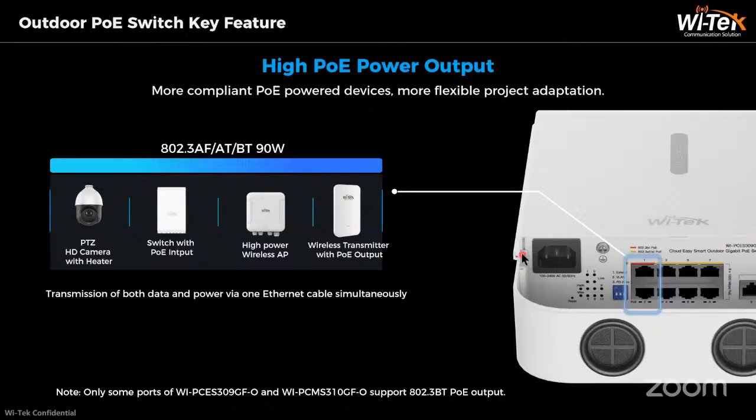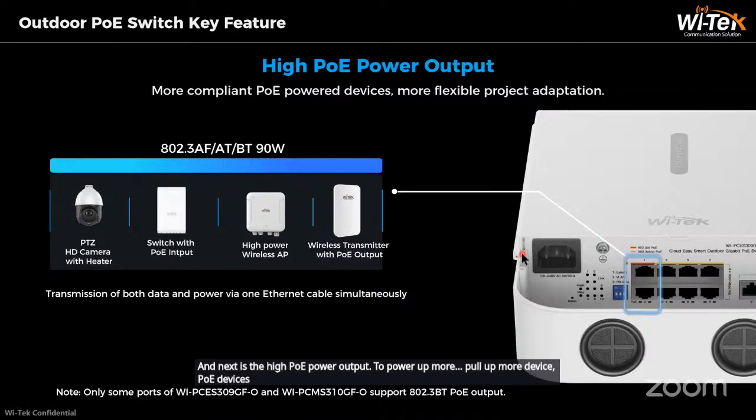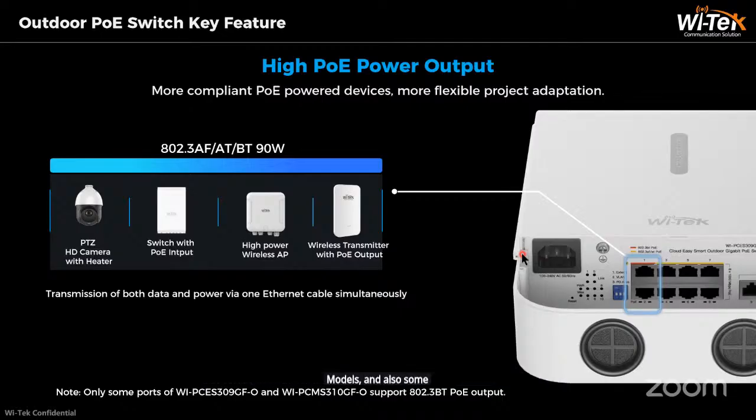And next is the high PoE power output to power up more PoE devices like PTZ cameras, HD cameras with heaters, and also switches with high PoE input, and also high-power wireless access points, especially Wi-Fi 6E and even Wi-Fi 7 outdoor models, and also some wireless transmitters with PoE output.